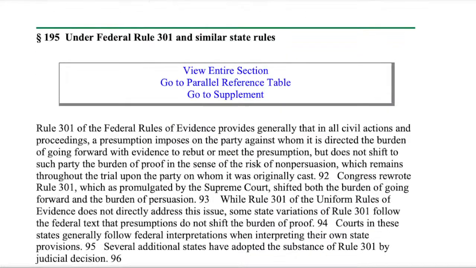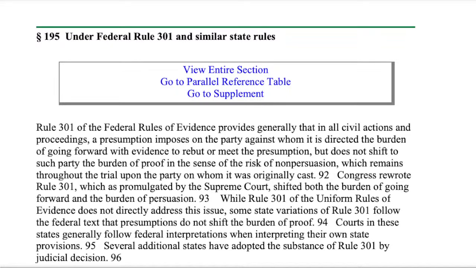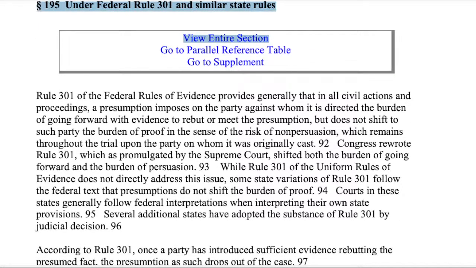So we're on to section 195 under Federal Rule 301 and other similar state rules. This one should be interesting here. Rule 301.